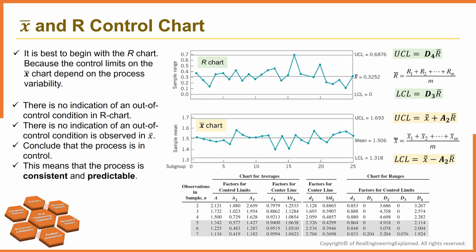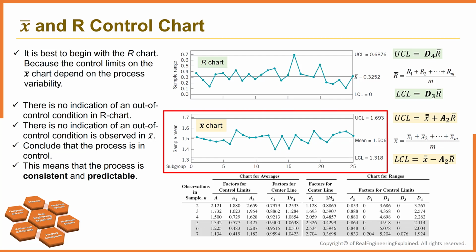There is no indication of an out of control condition. So the R chart indicates that process variability is in control. We are okay to construct the Xbar chart and put control limits on it. From this chart, we can conclude that the process is in control. This means that the process is consistent and predictable.